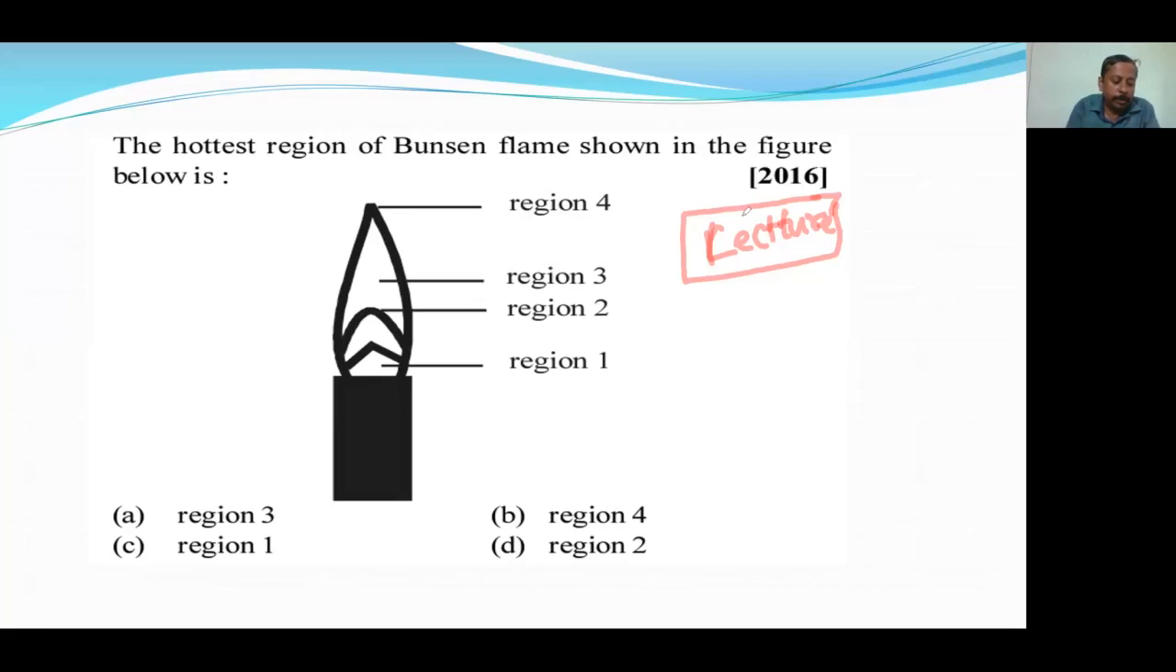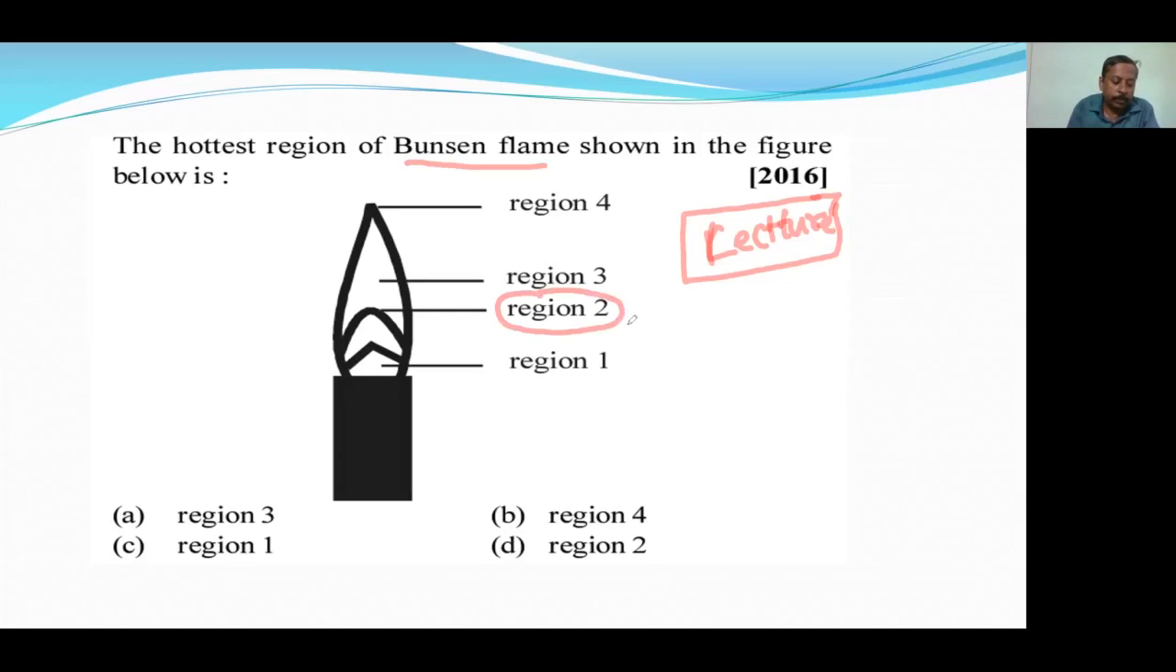So here the question is: the hottest region of the Bunsen flame shown in the figure. These are the four figures. This is, and this one, and this one. So the answer to this question is region 2. Region 2 is the hottest portion.